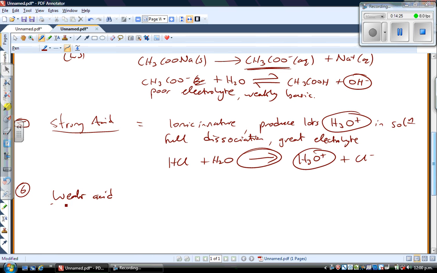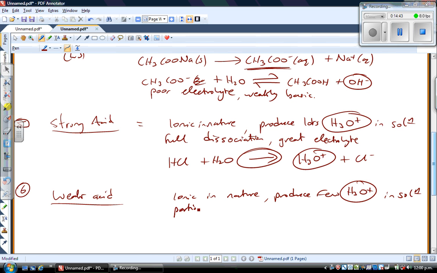A weak acid system, again, ionic in nature, produces relatively few hydronium ions in solution. Because of partial dissociation, get used to using that terminology, dissociation, partial dissociation, and then therefore it's going to be a poor electrolyte as well. So in your experiment, your light bulb would have been quite dim using a weak acid, such as ammonium chloride.